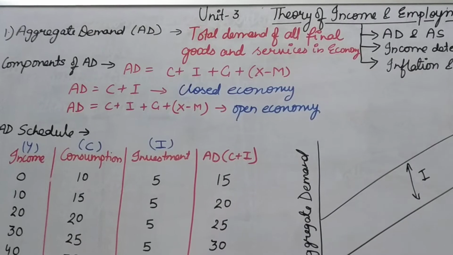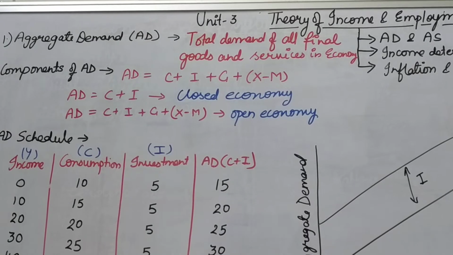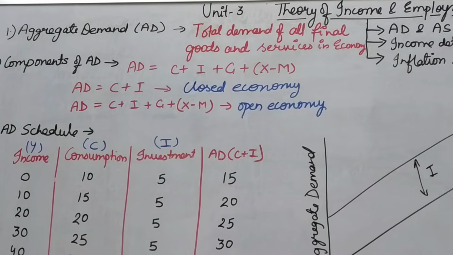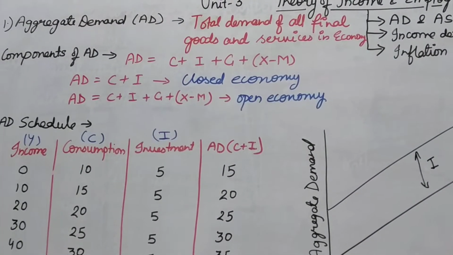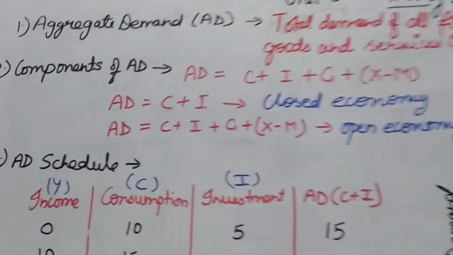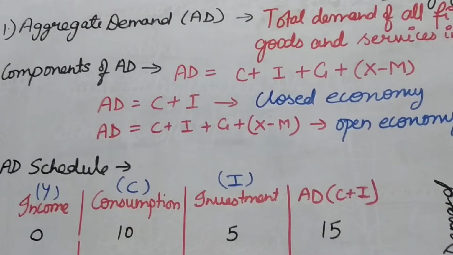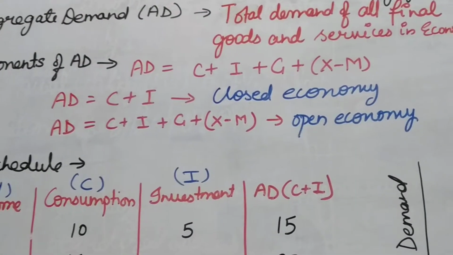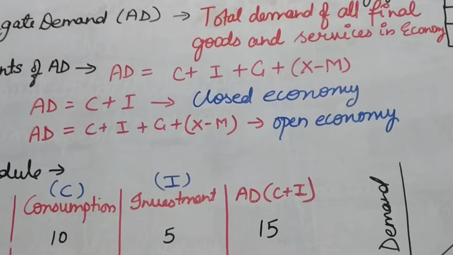Or aggregate demand refers to the total demand for all final goods and services in the economy during an accounting year. So the total of whatever goods and services are being produced in the accounting year, the summation of all these things is equal to aggregate demand. Now let's come to the components of aggregate demand, that means what are the items included in the aggregate demand. This formula you have already studied in the expenditure method when we calculate national income: AD equals C plus I plus G plus X minus M.